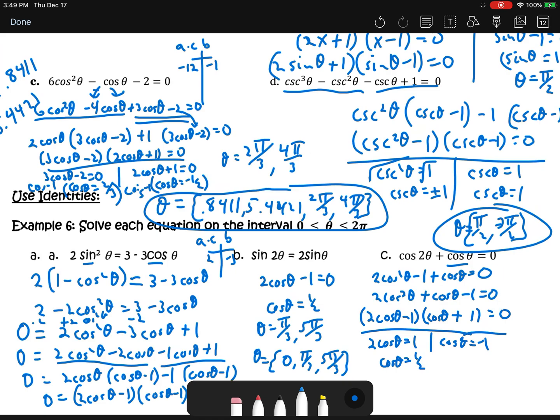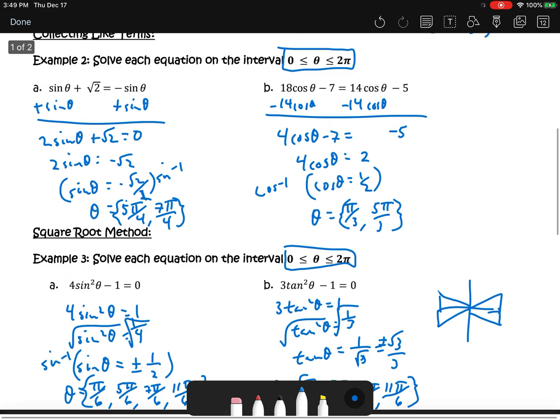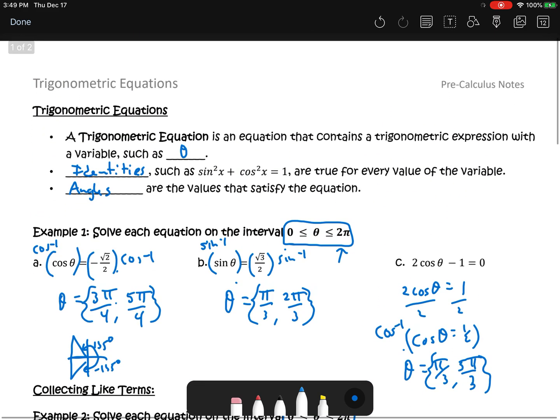So cosine theta equals a half. Oh, I already got this one. When is cosine negative 1? Pi. When is cosine 1/2? Man, we're getting a lot of these, aren't we? Pi over 3 and 5 pi over 3. We're going to get these memorized. So theta equals pi over 3, pi, and 5 pi over 3. Okay, so we're going to take a few days and talk about trigonometric equations.